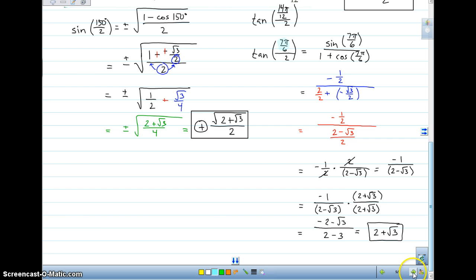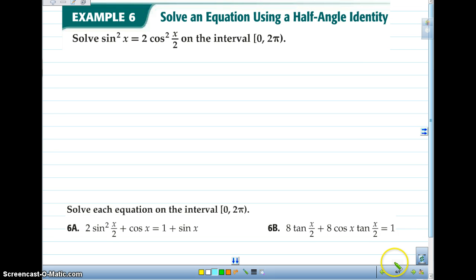Okay, our last application for half-angle identities is going to be using them to solve an equation. So anytime you see an equation with x over 2 or theta over 2 in it, you know you're going to want to change that to a regular trig function by using your half-angle identity. So starting with this problem, sine squared x equals 2 cosine squared of x over 2. I know that I can go ahead and change the cosine of x over 2 using my identity. So this is really equal to 2 times plus or minus the square root of 1 plus cosine theta, or cosine x in this problem, divided by 2.